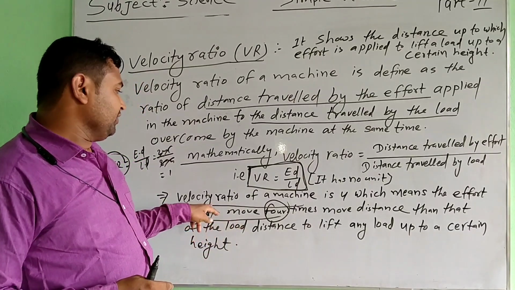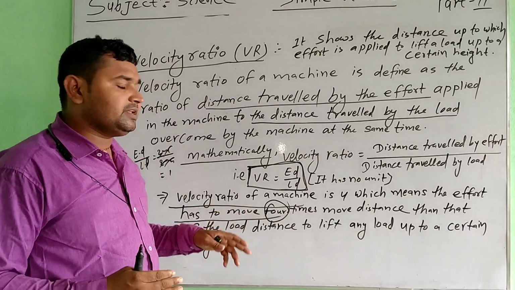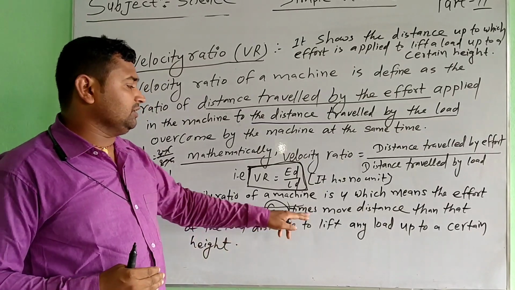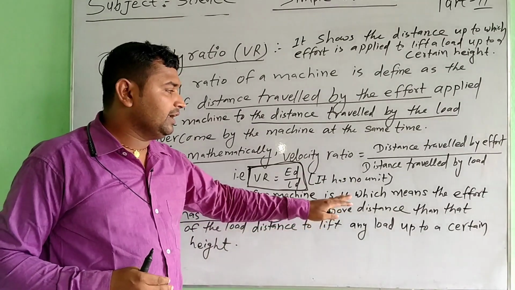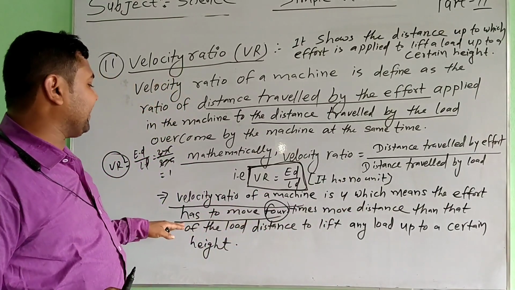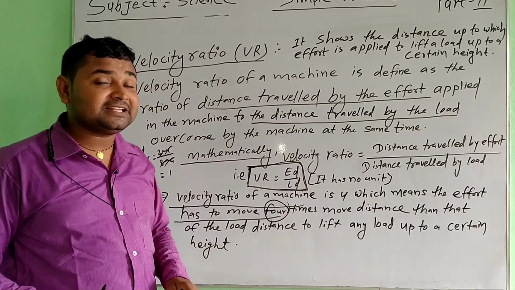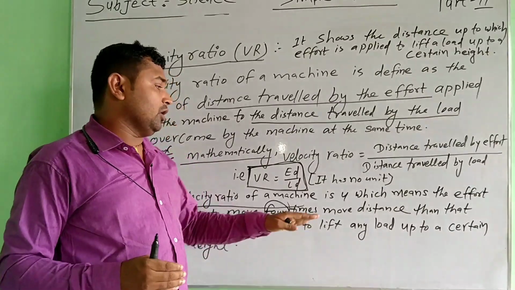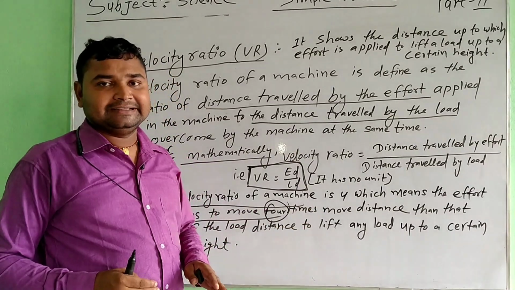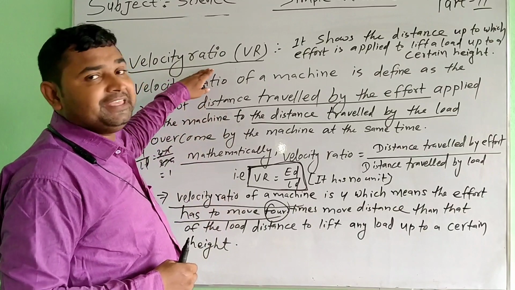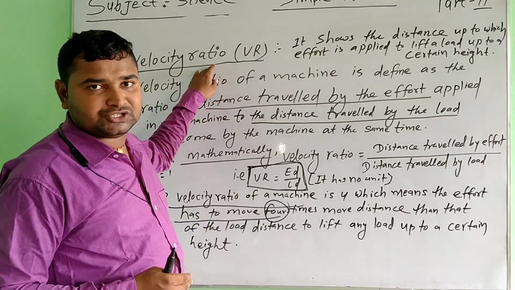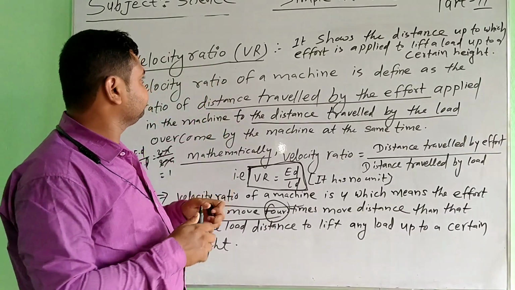Once again, listen. Velocity ratio of the machine is 4. It means that the effort has to move 4 times more distance than that of the load distance to lift a load up to a certain height. That is called velocity ratio.